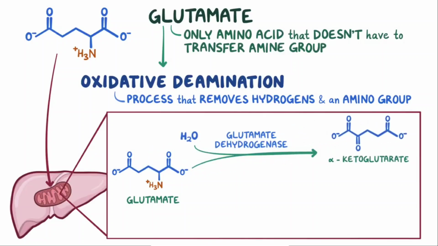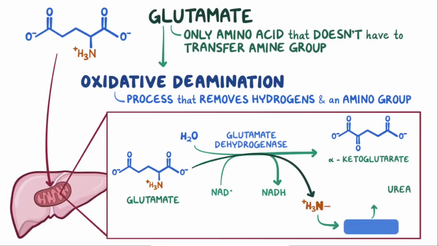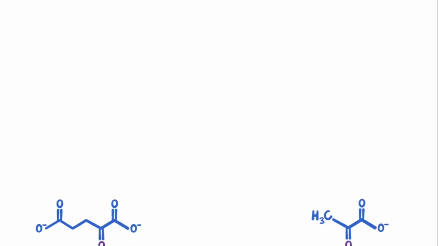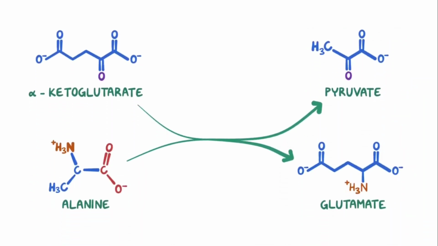At the same time, glutamate's hydrogens get transferred to nicotinamide adenine dinucleotide, or NAD+, which forms NADH. The free ammonia in the mitochondria can then be converted into the less toxic molecule urea, in a process called the urea cycle. And remember that all of these reactions are reversible. So when the body needs amino acids, these reactions can go in full reverse, using the same enzymes to synthesize our original amino acid, alanine.